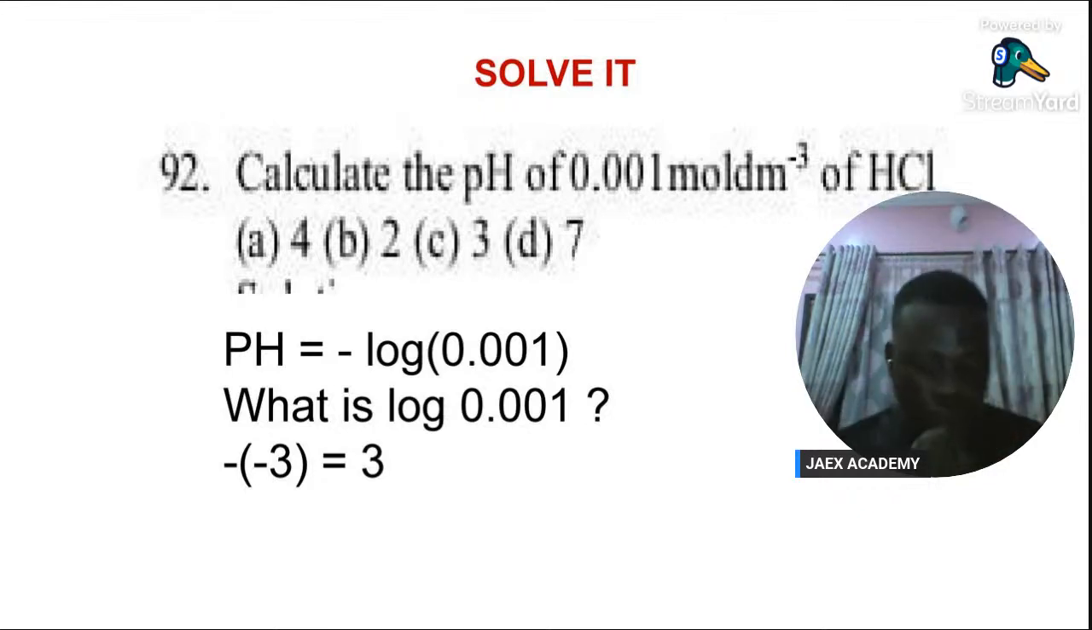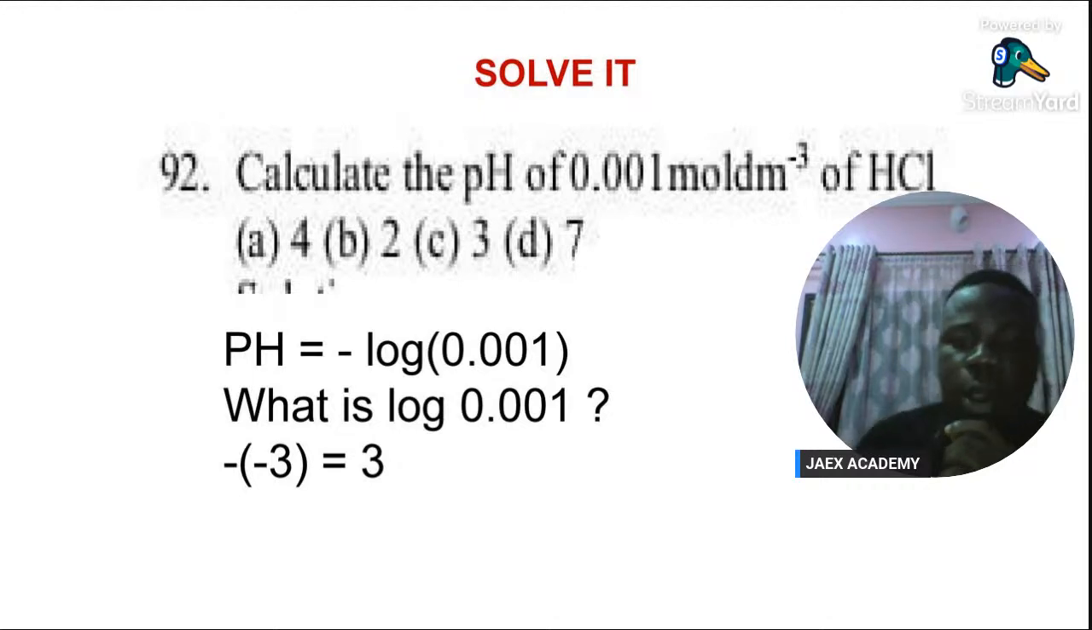Now, to ensure that I'm not talking to myself, if you understood what I just explained, just comment I understand. So log of 0.001 will give us minus 3. Minus times minus 3 is plus 3. So if you understand, say I understand.